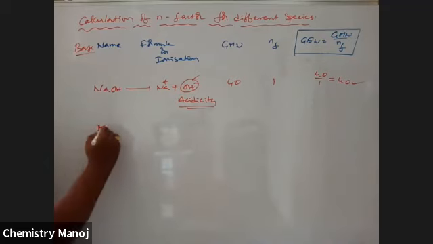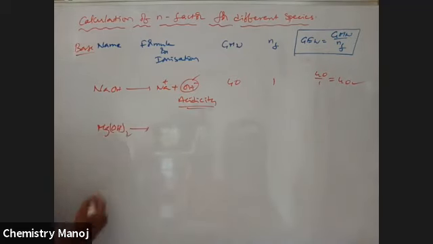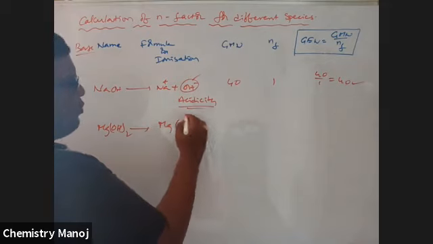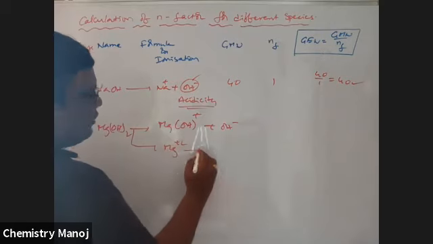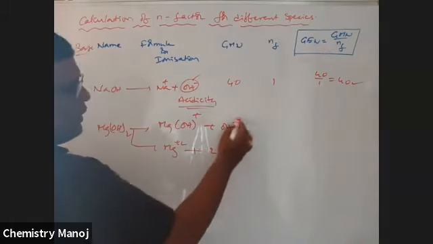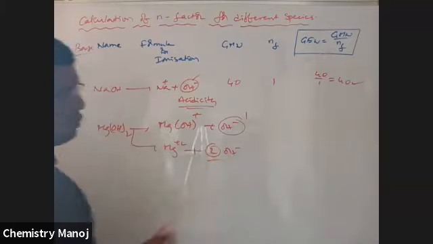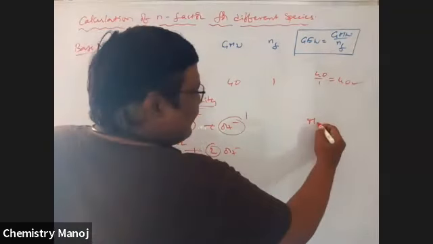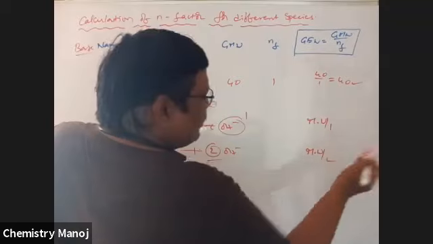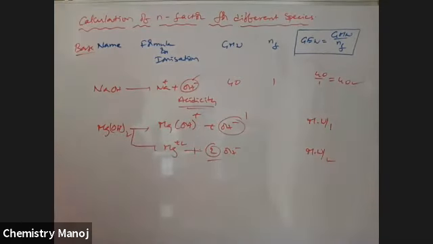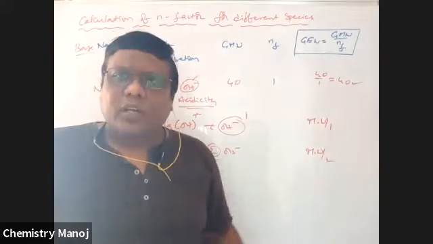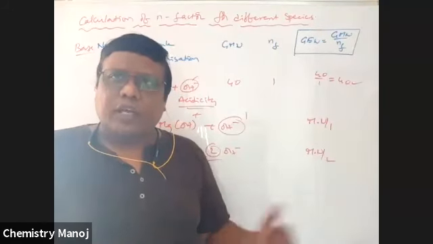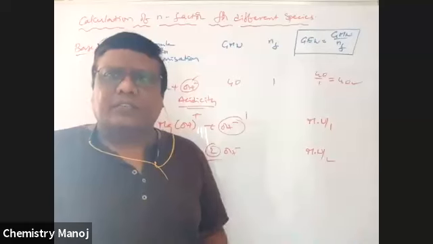Next, Mg(OH)2. It may be released as MgOH plus ion and OH minus ion, or Mg 2 plus ion and 2 OH minus ions. Both are possible. Here the N factor is 1, here the N factor is 2. Therefore, molecular weight by 1 and molecular weight by 2 are possible. Just like your previous acids where H plus was used, here OH minus is used.